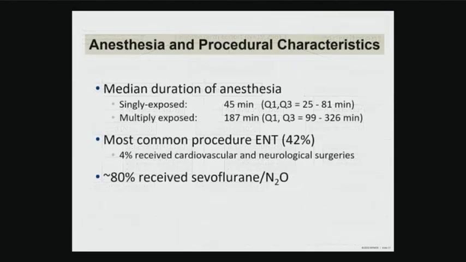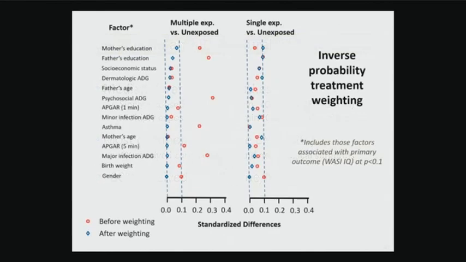In terms of the anesthesia and procedural characteristics, singly exposed median duration of anesthesia was 45 minutes. Multiply exposed was a little over 3 hours. The most common procedure that these kids underwent were ENT procedures. About 4% of them received cardiovascular and neurologic surgeries. And about 80% of them received sevoflurane nitrous, which on the one hand, if you're trying to compare different anesthetics, is not good. But if, on the other hand, you're trying to have a consistent experience, many of these kids did have a relatively consistent anesthesia experience.